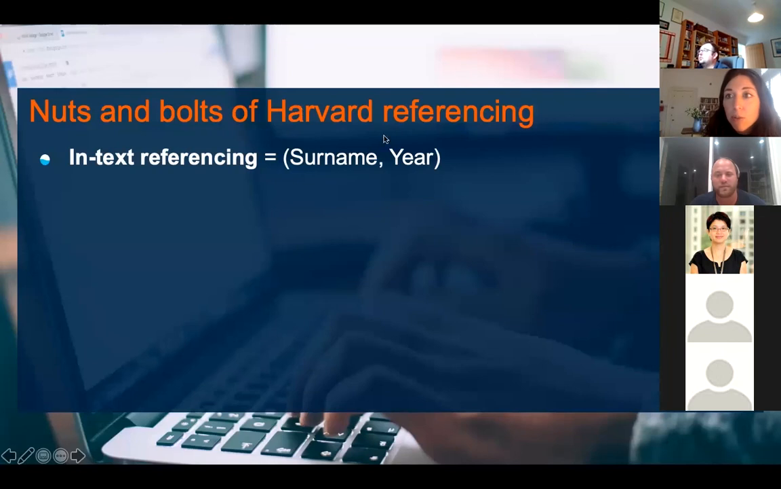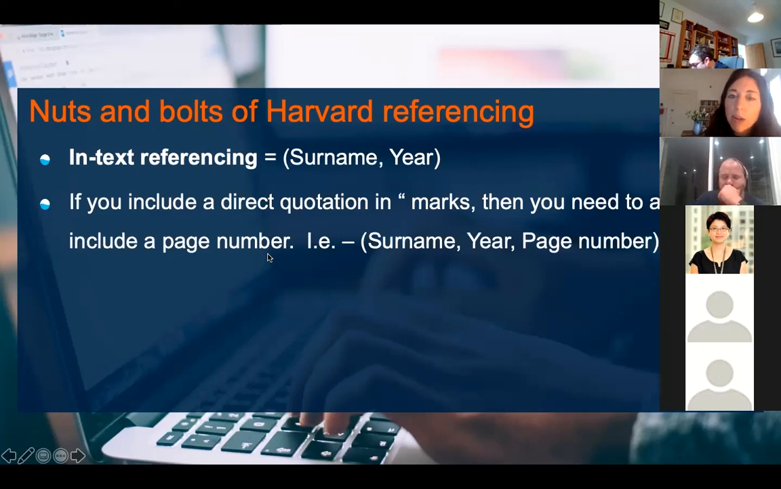So this is the basic formula for Harvard referencing. Very simple. In-text referencing, you have a pair of brackets, one open, the other closed, the surname, a comma, a space, the year. That is all you need to do to reference an author. If you include a direct quotation in quotation marks, then you need to also include a page number for the quote. You cannot just quote someone in quotation marks and not give the page for where in the original text it was found. That needs to be included. So in this case, it goes brackets with surname, comma, year, comma, page number. Again, it's just like this formula, just with a page number.